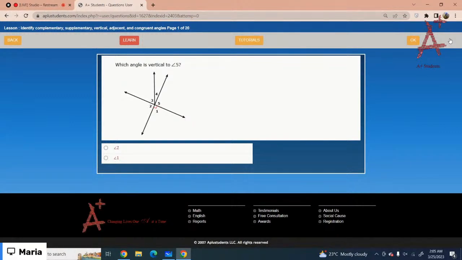Which angle is vertical to angle 5? Vertical angles are the angles that are formed on the two lines that are intersecting. Because I can't teach language to grade 5. Language is just for grade 4 here in the live sessions. So you can contact any tutor on the Skype. They will teach you the lesson. Don't worry.